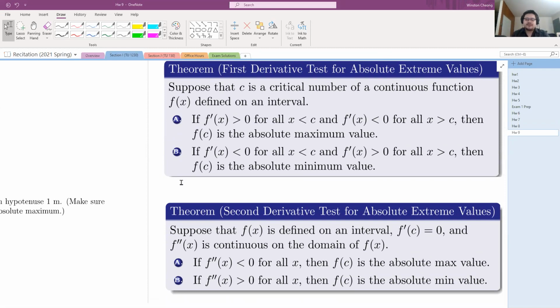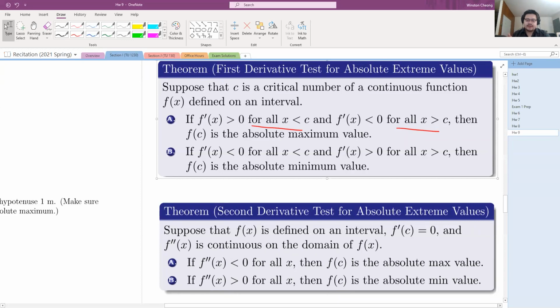There's an additional condition in these absolute extreme value ones that guarantees what you're looking at is not just a local min or max, but an absolute min or max. That key difference is what we're looking for here. It's about this allness here. If you look at the first derivative test, it doesn't specify precisely this kind of thing where the derivative is greater than for all and then less than for all.